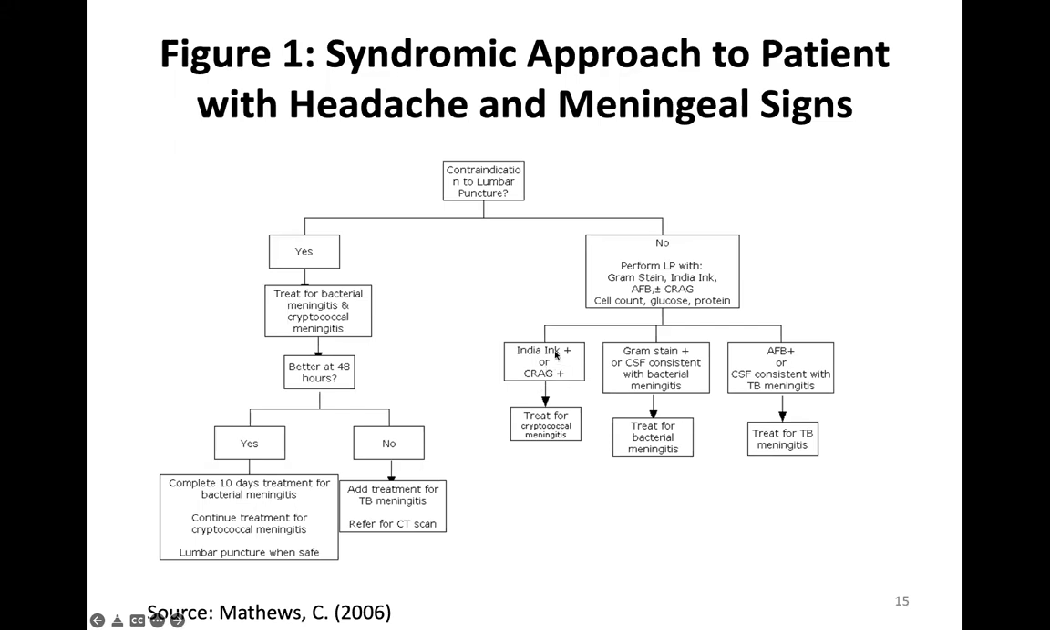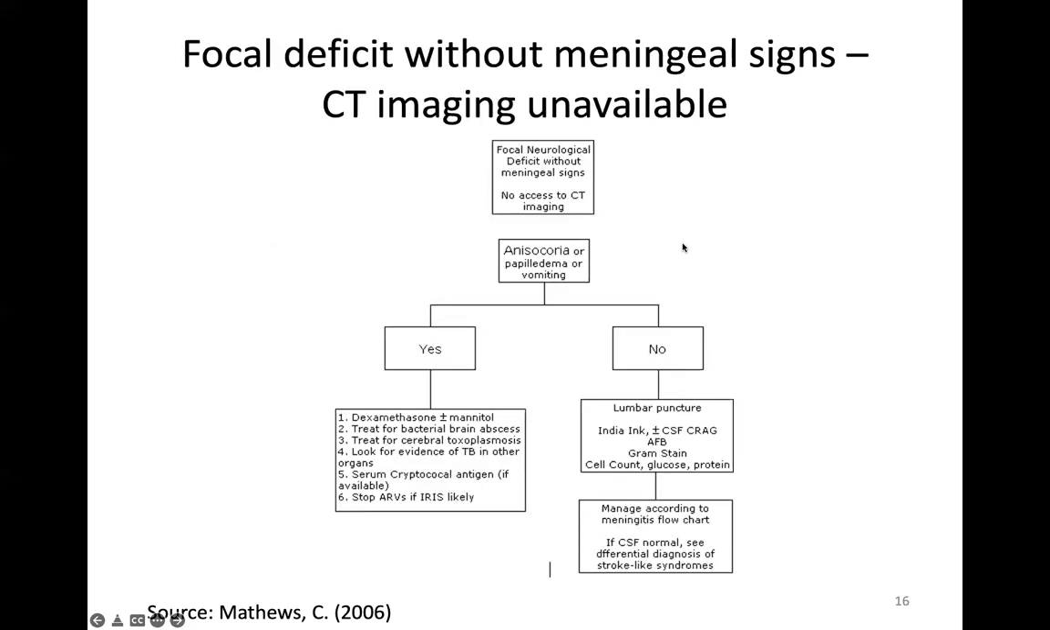So obviously, if the CrAg or Indian ink comes back positive, we have to treat for crypto. If AFB, TB Xpert, or the other TB culture comes back positive, you treat for TB, and then hopefully from your gram stain and your blood cultures, wherever you can get them as well, you treat. So remember, if there are no contraindications, really, a lumbar puncture should be done. We shouldn't get used to just shooting and not knowing what we are trying to treat.